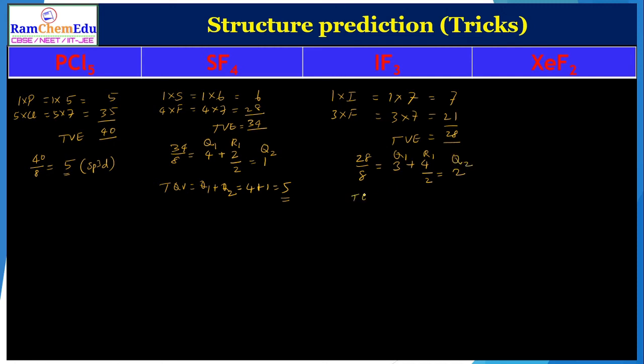Now the total quotient value equals quotient 1 plus quotient 2, so the result will be 3 plus 2 equal to 5. One more time, this is also 5. And for xenon difluoride, I have 1 xenon atom and 2 fluorine atoms. So 1 into 8 is the valence electron count and 2 into 7 is the valence electron count. So this is equal to 8 and this is equal to 14. Again the result will be 22.